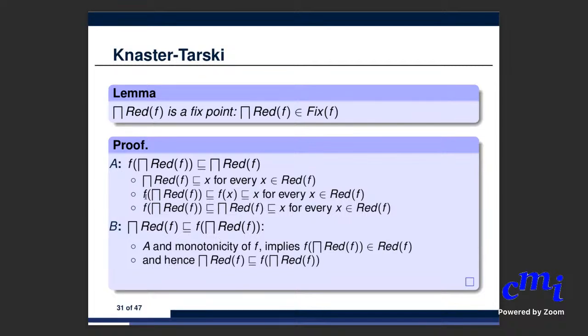Oh, because of A, we have just proved that F applied to this is less than or equal to this, right? And due to monotonicity, if you apply F to both sides, then F of red of F is less than or equal to F of red of F, which means that F of red of F is on a descending chain, and therefore it has to be inside red of F, the reductive set of F. Okay. And since this is the greatest lower bound, we get that this is less than or equal to that. Yeah.